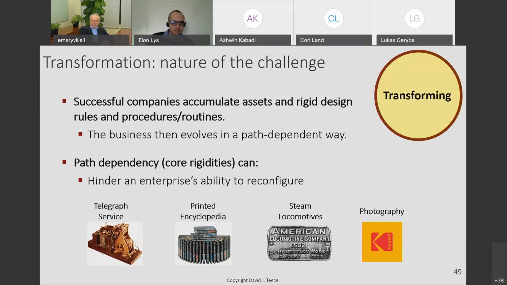Success leads to the accumulation of assets. It leads to the establishment of procedures. It leads to design rules. It leads to routines, which are beneficial. Why does it lead to those things? Because they help.